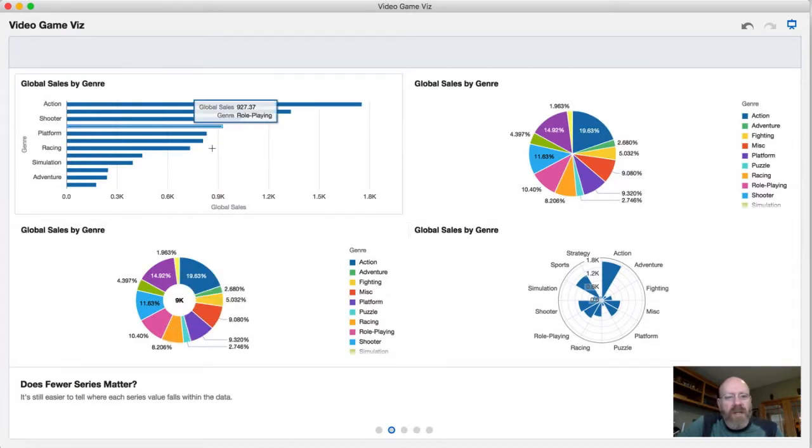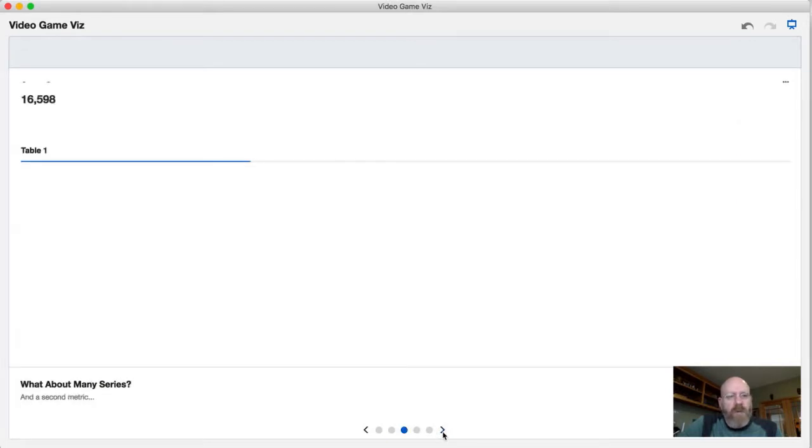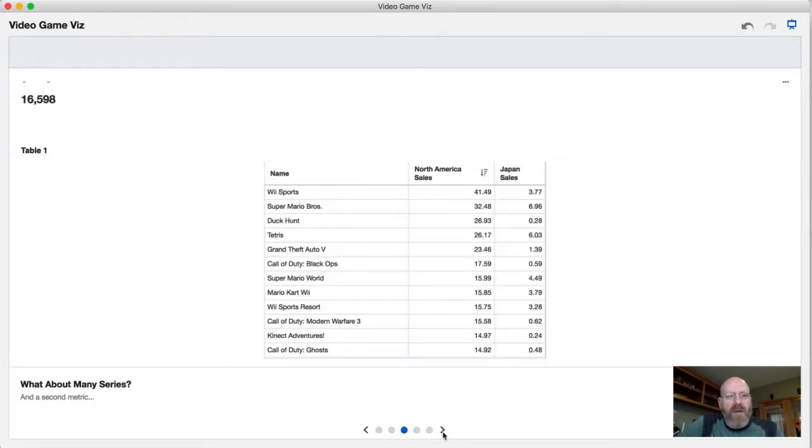But ultimately, the best way to view it is in a bar chart. So moving on, what if we have many series? How do we look at that? So in this data set, and sorry, my label's getting clipped off here, but we have 16,598 games that were sold over this 20-year period.